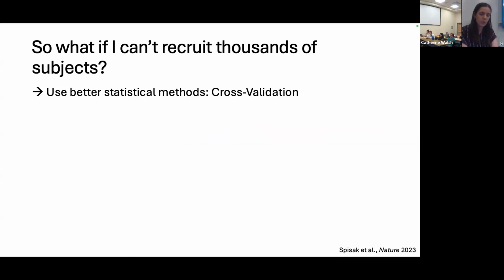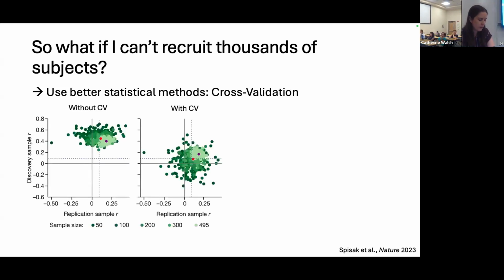So I want to just show you some actual data to show how important this is. A recent study took the data from the Human Connectome Project and tried to predict behavioral phenotype with and without using cross-validation. What they did is they trained a model in samples of various different sample sizes. That's the color here. They did it in a discovery sample, so in one subset of data, and then ran that same model in a new, non-overlapping set.